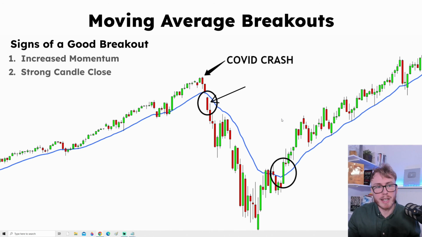The next sign we're looking out for when it comes to good breakouts is that we want to see a strong candle close. And what do we mean by this? Well, let's say we have 2 candles.